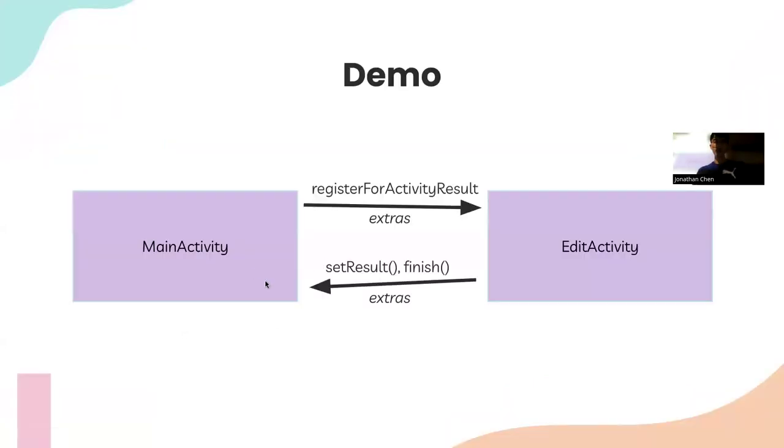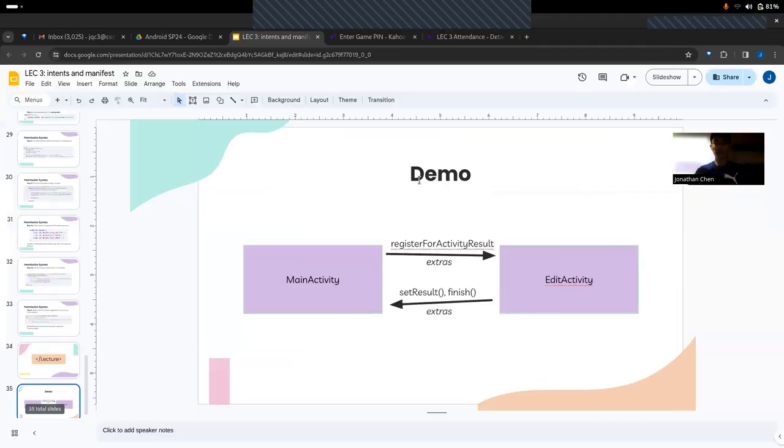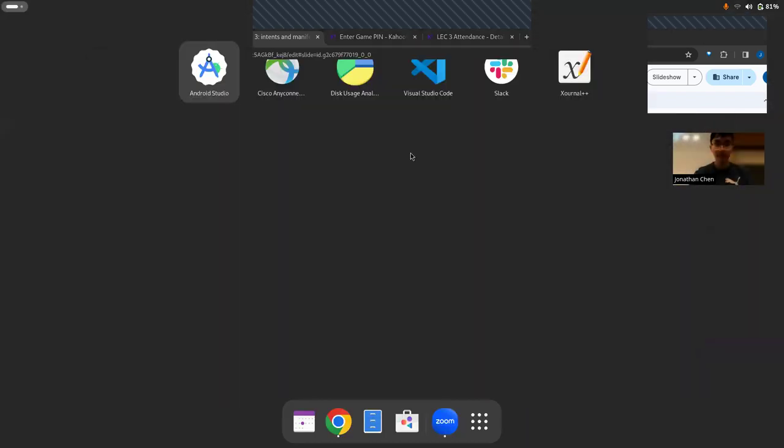Basically, what I believe Andrew was talking about, right? We've only been using the main activity so far, but we're going to try and create a new activity. It'll be a new screen, and then we're going to try and pass data back and forth between it. So, let me pull up Android Studio.